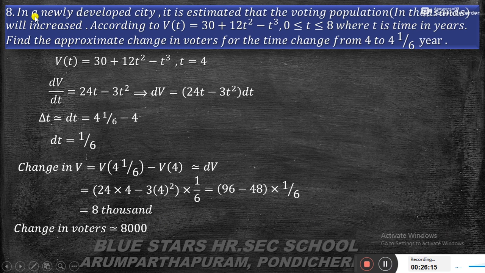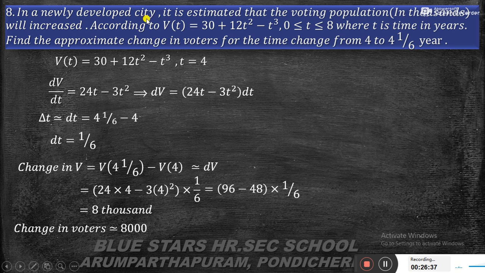So you see, in a newly developed city, it is estimated that the voting population in thousands will increase according to V of t, 30 plus 12 t square minus t cube, 0 less than or equal to t less than or equal to 8, where t is time in years. Find the approximate change in voters for the time change from 4 to 4 plus 1 by 6 year.